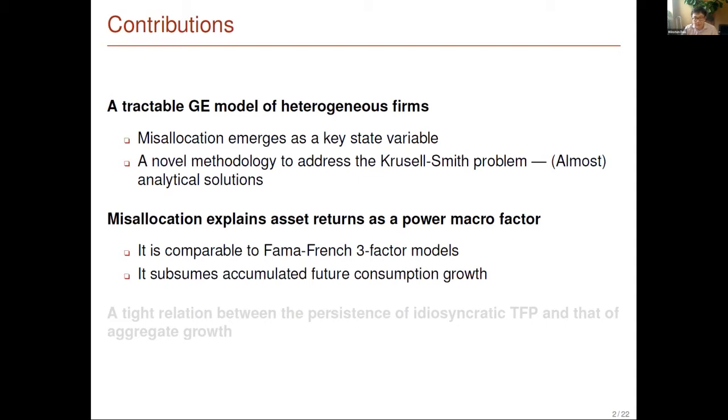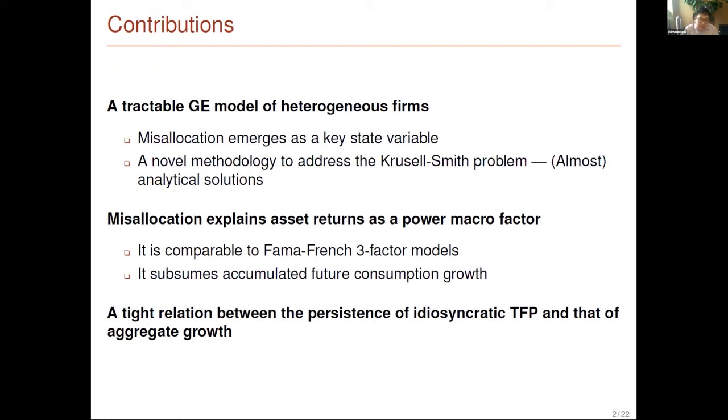To asset pricing and macro finance people, this is definitely a non-trivial result, because it's really hard to find an interpretable macro factor that has performance comparable with reduced-form models like the Fama-French three-factor or five-factor models. But here I'll show you that misallocation is a very powerful macro factor. And more importantly, as our model suggests and we show in the empirical analysis, this misallocation factor subsumes the accumulated future consumption growth, which has been used as a proxy for long-run risk. Once you add in this factor, accumulated future consumption growth has no additional power to explain the cross-section of asset returns.